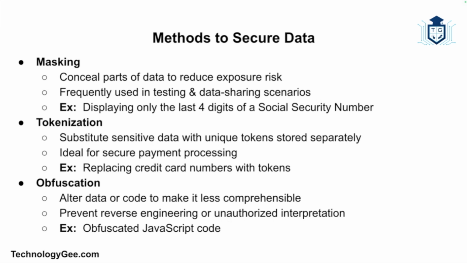And then we have what is called tokenization, and this replaces sensitive data with unique tokens stored securely. And this is useful for payment systems. So an example would be credit card numbers that are being processed by a payment processor. And then we have what is called obfuscation, and this makes data less understandable, but it is not encrypted. And this is used in source code to deter reverse engineering. An example of this would be obfuscated JavaScript.